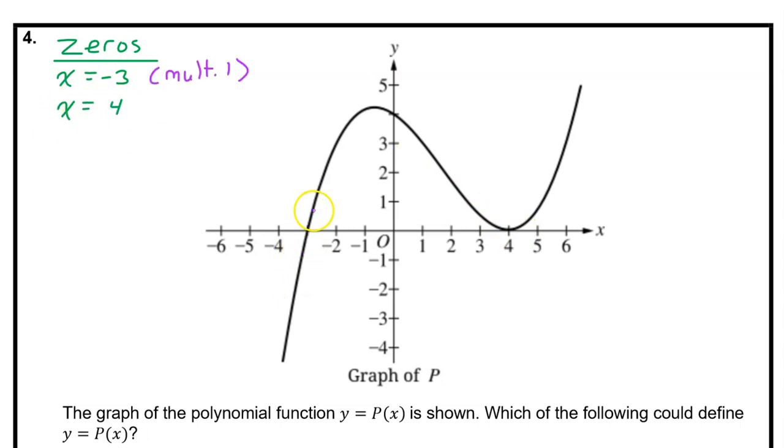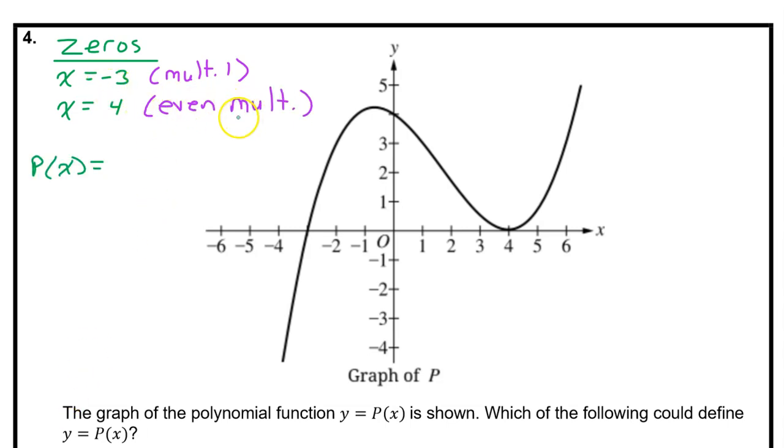At x equals -3, the graph passes straight through, so we know that this zero has multiplicity of 1. On the other hand, at x equals 4, the graph bounces off the x-axis, or we say the graph is tangent to the x-axis. That means that this zero has even multiplicity.